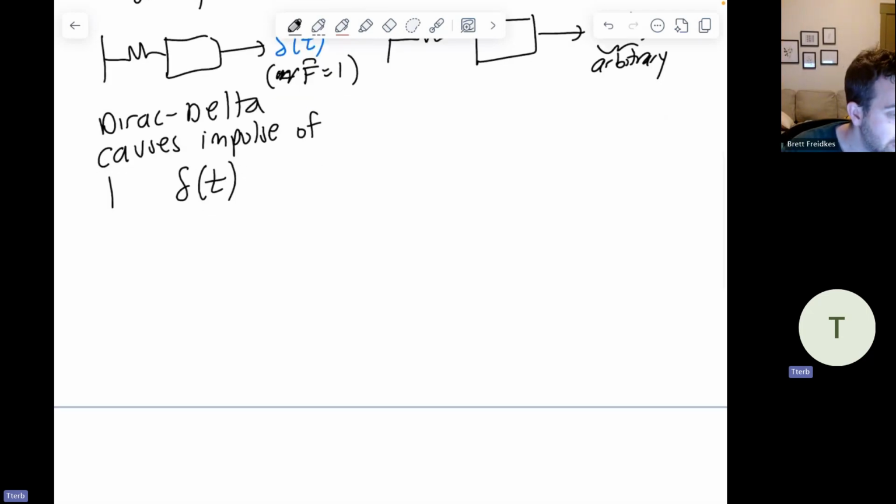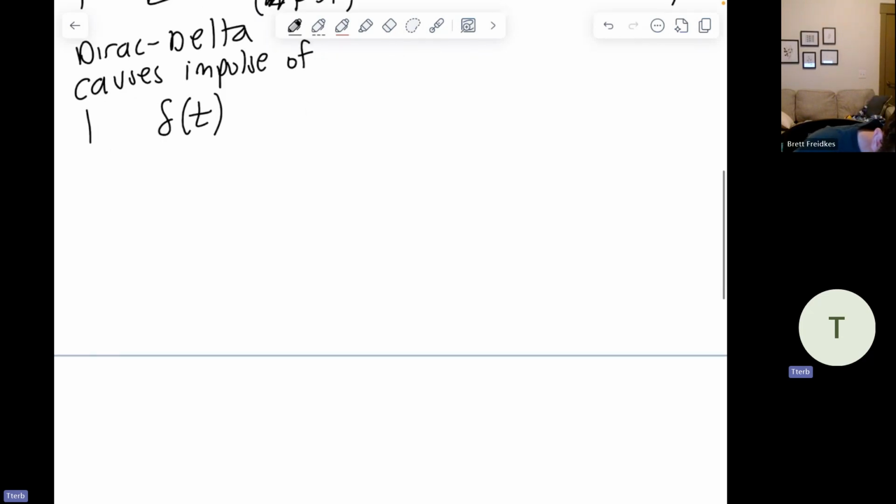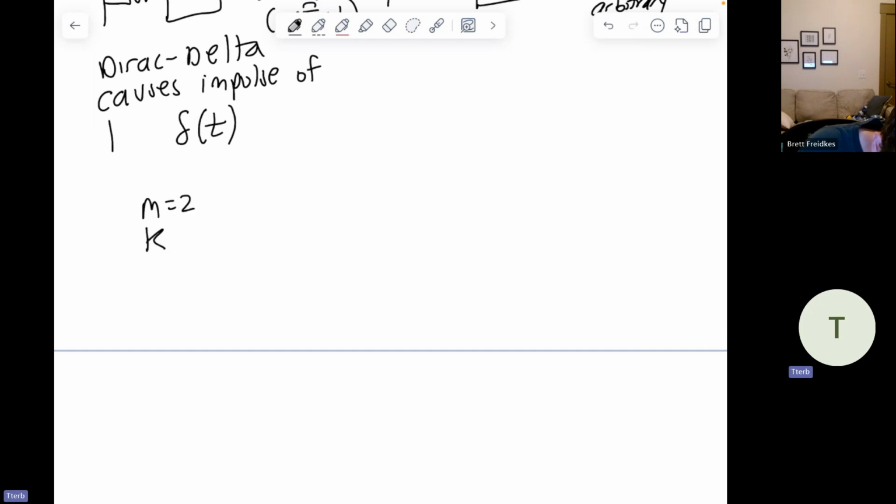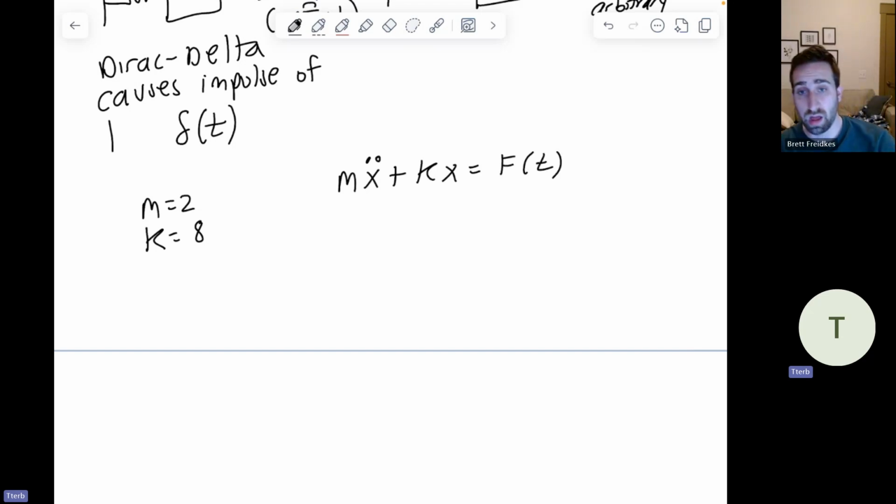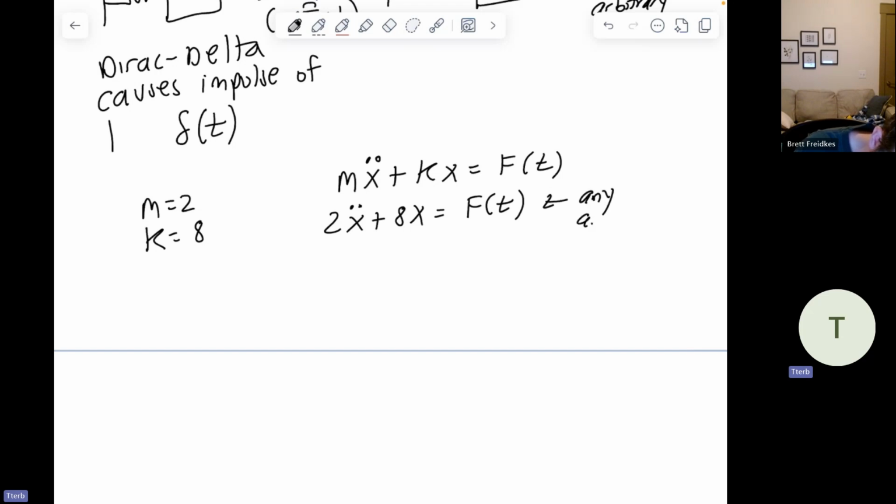So let's say I give you a system, and if you're in MechLab 2 with me, this is a homework problem where I say, let's say I give you a system where the mass is 2 and the spring constant is 8. And if you remember from our free body diagram in this situation, we would end up with our system parameters on one side and the input force on the other side. And I have all of the useful characteristics of the spring mass system filled in here. And this is the equation for any arbitrary force.